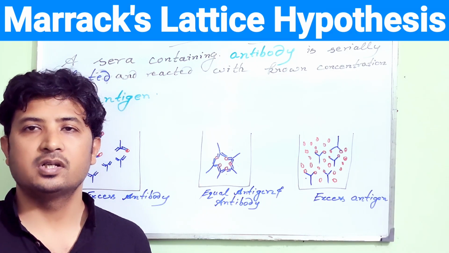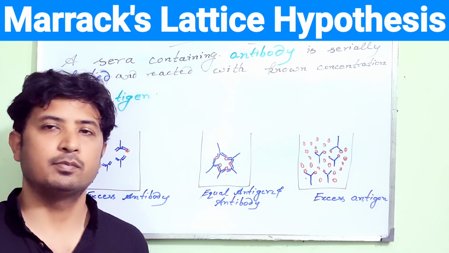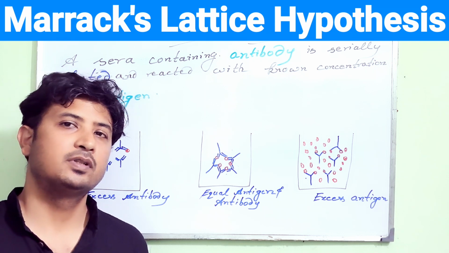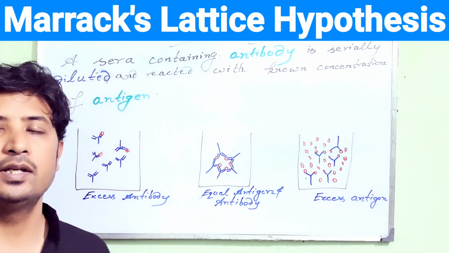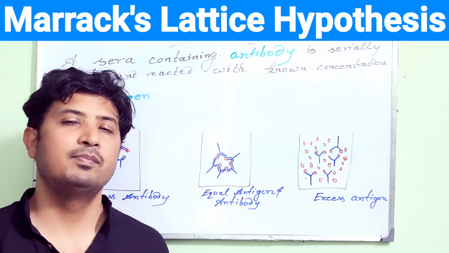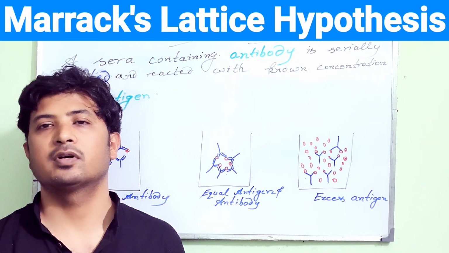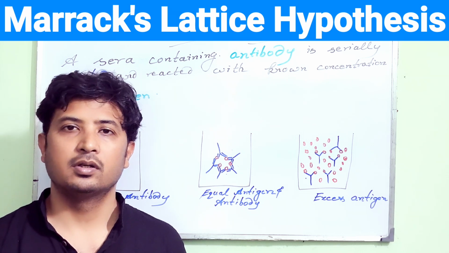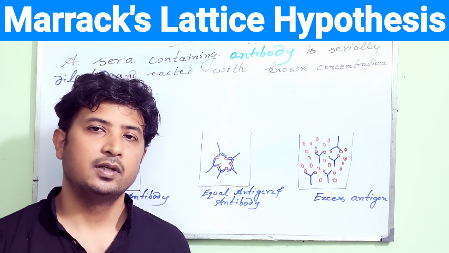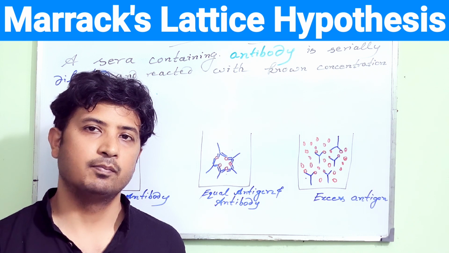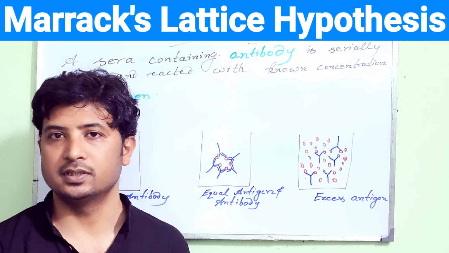So today we'll be learning about the interesting hypothesis, that's the lattice hypothesis. Lattice hypothesis explains the antigen and antibody reaction that is simply applied to precipitation and agglutination reactions, and most of the common tests you'll be knowing by next classes. So there are several experiments based upon this hypothesis.